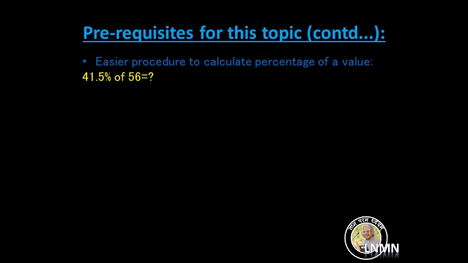Next, the easier procedure to calculate the percentage of a value. Till now we have been calculating the percentages of some value. For example, 41.5% of 56 as below: 41.5 by 100 into 56, which will result in 23.24. This may sound simple. You may think that this is a simple calculation, why worry about this? But if a calculator is not provided in the exam, there we will get to know the difficulty of solving such simple sums.